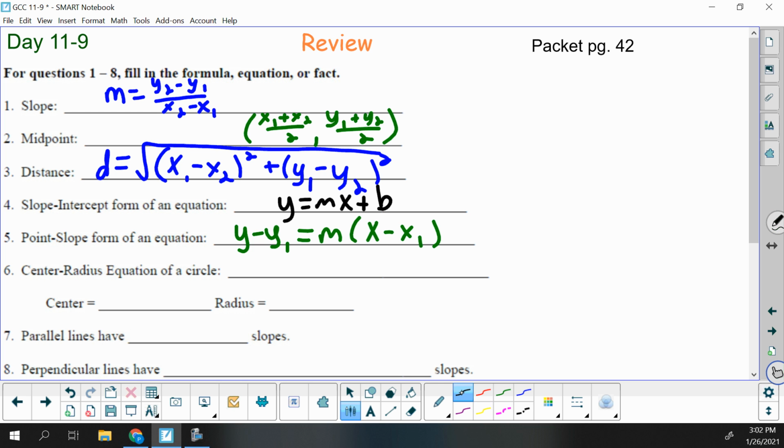Our general form of a circle equation for center radius form, we have x minus h squared plus y minus k squared equals the radius squared, where h comma k is the center and r is the radius.